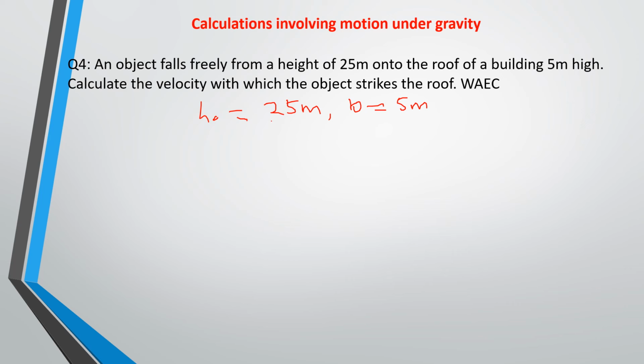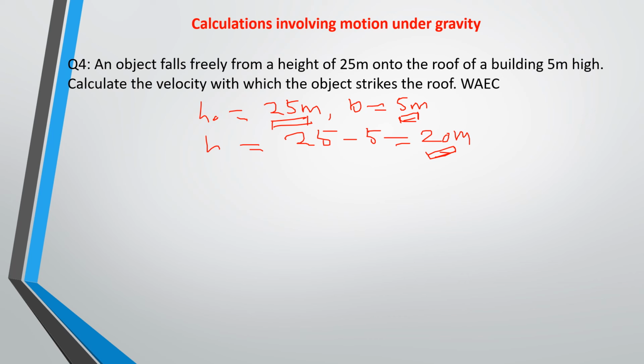Now, if this is the height at which the object was released, and then it fell onto a building that is of height 5 meters, how many meters did the ball fall? It will be the difference between the height from which the ball is released and the height of the roof of the building. So the height of fall of the object will be 25 minus 5. So you need to have this first before you can find the velocity with which it strikes the roof. This is the distance that the object traveled, or the height.